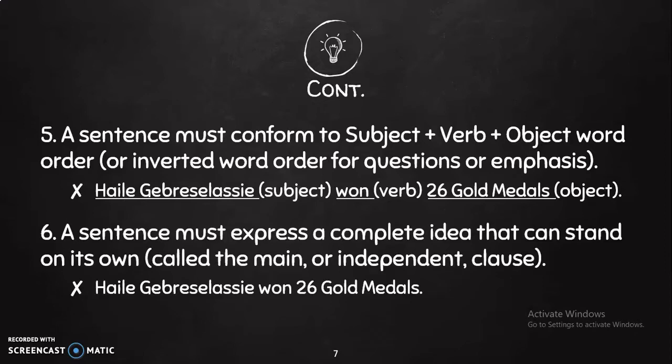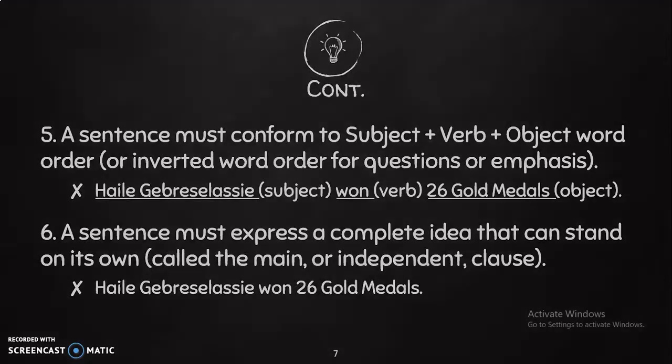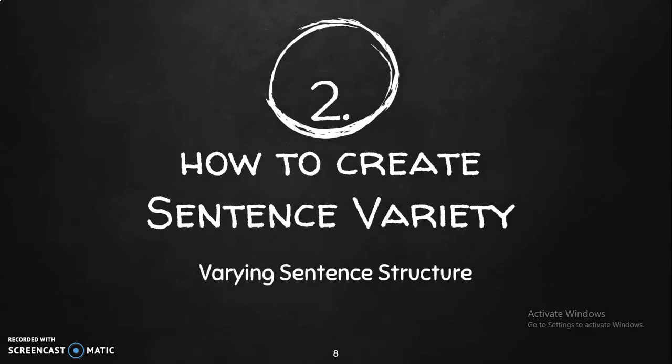Number six, a sentence must express a complete idea that can stand on its own, and we call this a main or independent clause. As you can see from the example, this is how it can be done. Now let's come to the second section of this lesson: how to create sentence variety. How do you vary your sentence structure and stop boring your readers?